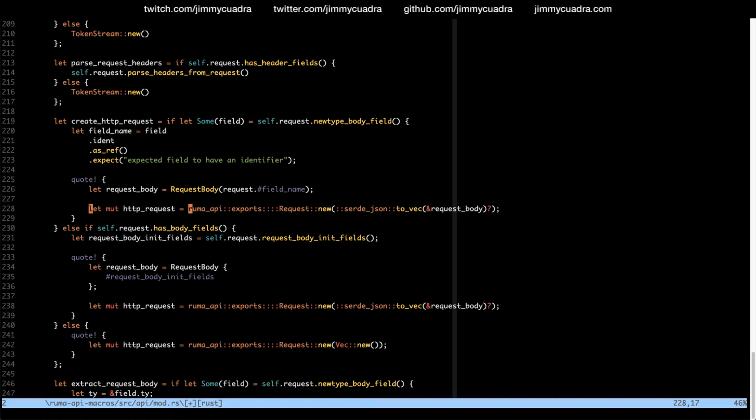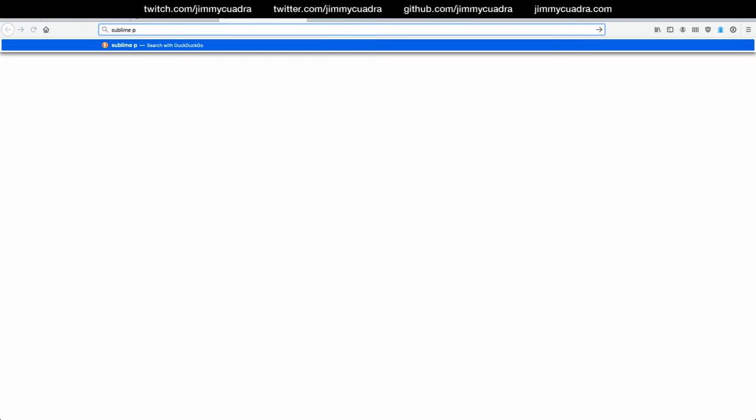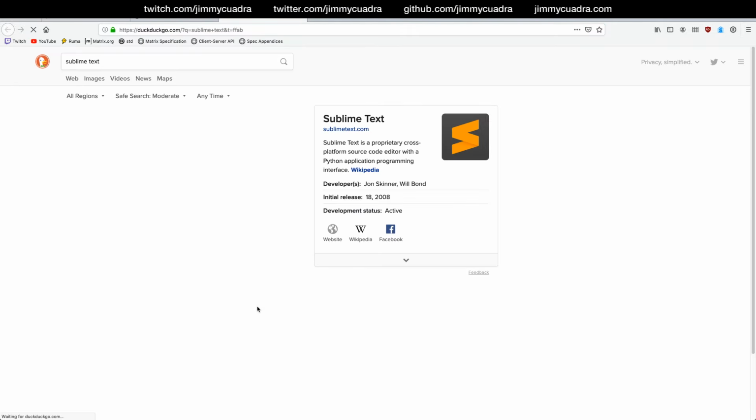The reason I do that is because I got used to it. Before I used Vim, I used Sublime Text, which is also a pretty good editor. I would certainly recommend it to anyone who prefers a GUI editor.